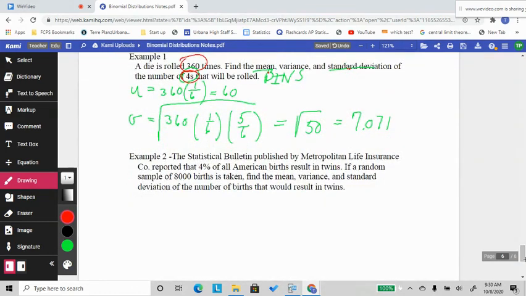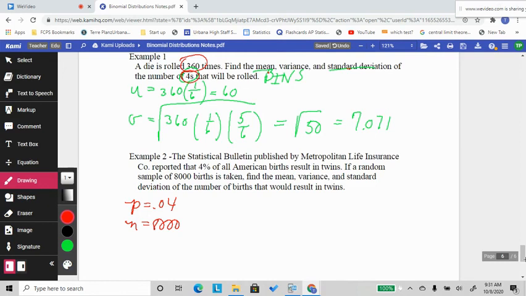All right. A statistical bulletin published by MetLife Insurance reported that 4% of all American births results in twins. Okay, so that's the probability, 4%. If a random sample of 8,000 births is taken, find the mean, variance, and standard deviation. So n is 8,000. You know you're going to be using the shortcut formula because you're not given an x. You're only given these two numbers. You're not given the whole distribution.